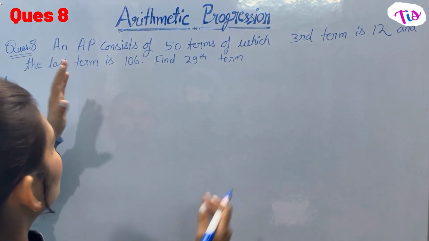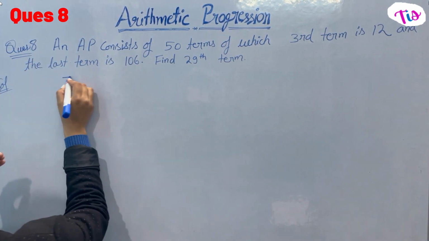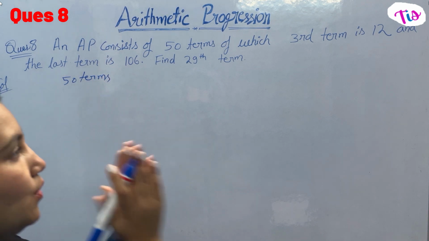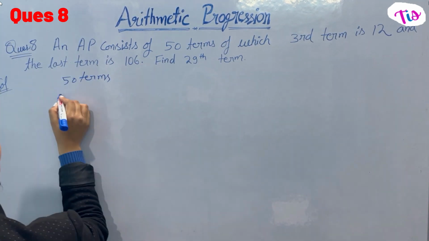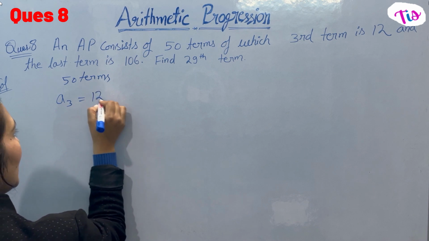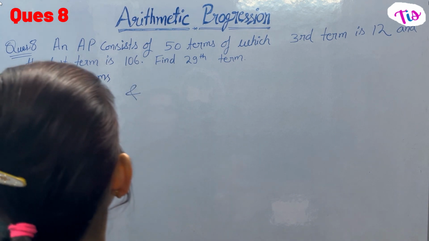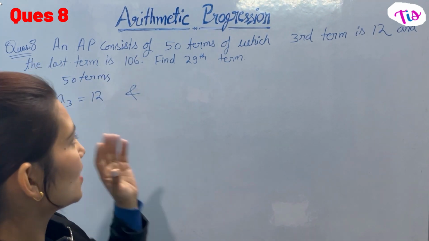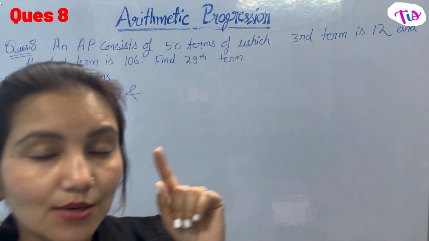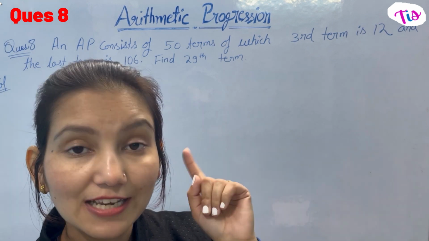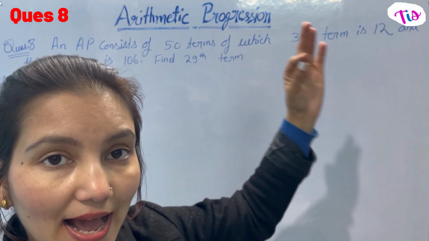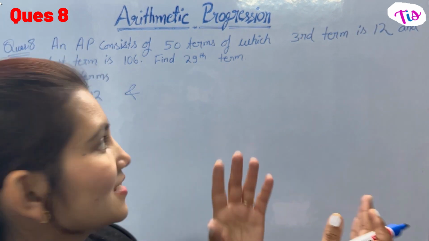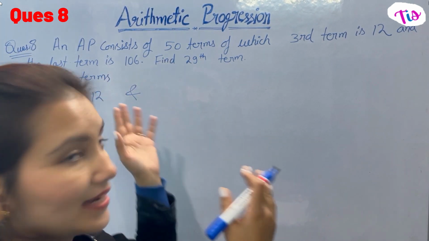The AP consists of 50 terms. So how many terms are there in this AP? 50 terms. Now the third term is 12, so A3 is 12, and the last term is 106. Now just listen carefully. The last term is 106, and this AP has 50 terms in all.